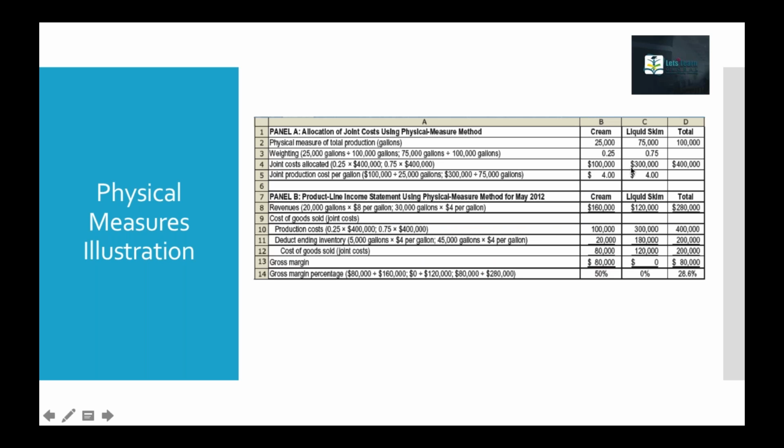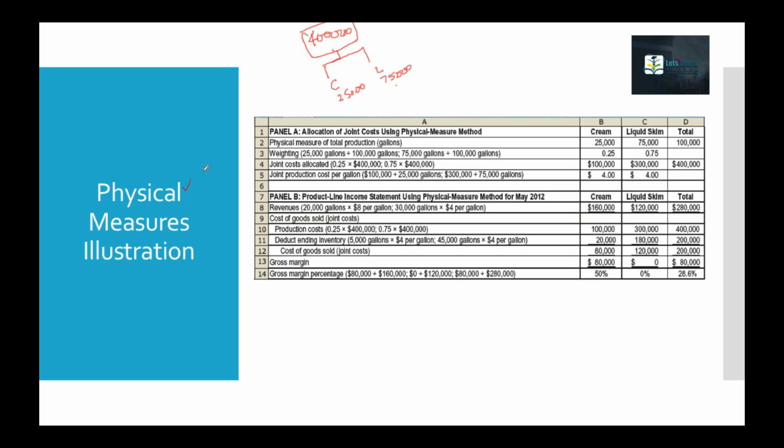Let me give an example here on the physical measure method. Here we received 25,000 gallons in the case of cream, and 75,000 in the case of skim. The joint cost incurred was 400,000 in the joint operation, received with no byproduct. This is cream and this is liquid. Cream we received 25,000 gallons, and the liquid we received 75,000 gallons.